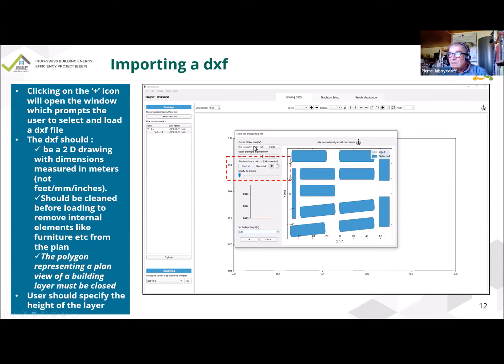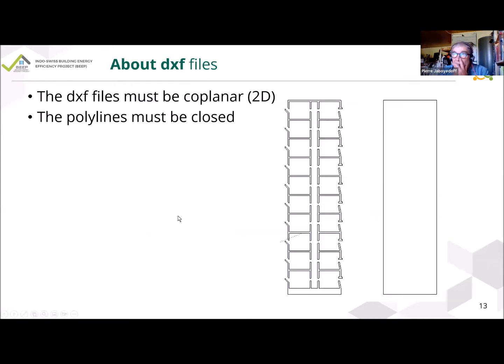You can just select the file you can see here. Here you have an example with some buildings and one other building here, and then you can select or unselect them. The thing which is important, if you take some block like this where you want to see maybe airflow inside, is that the DXF file must be coplanar. That means they are in one plane.